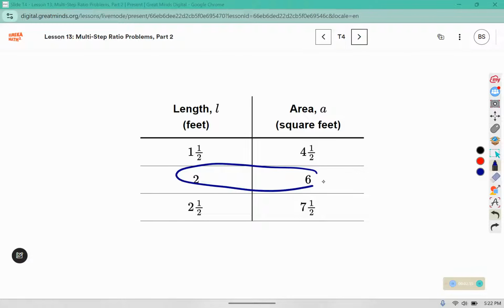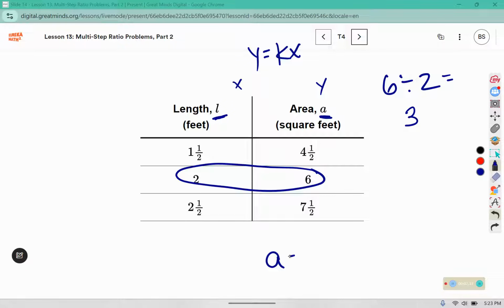In this one, same thing. Pick 2 numbers in a row to divide. 6 divided by 2 seems like the simplest one there, which gives you 3. This is kind of like our x and y values. They just give us different labels. So in the template, the y is going to be replaced with an a. The k is 3. And the x value gets replaced with that letter L. So the area is 3 times the length.